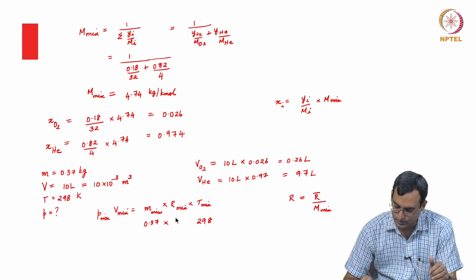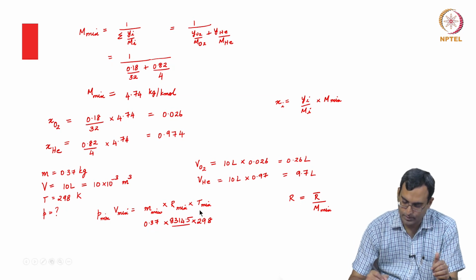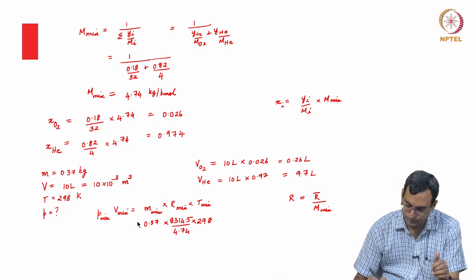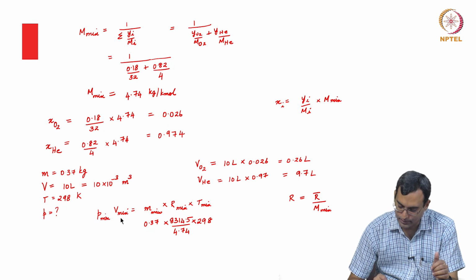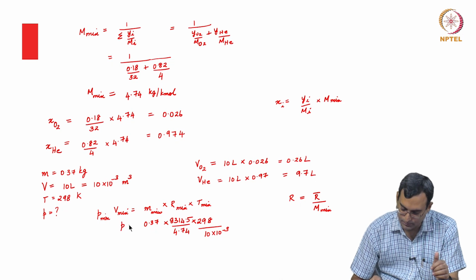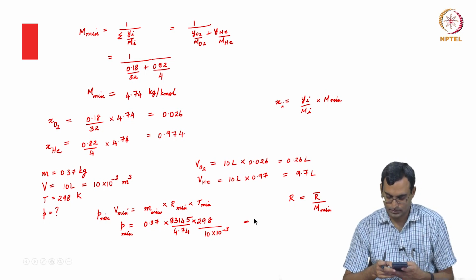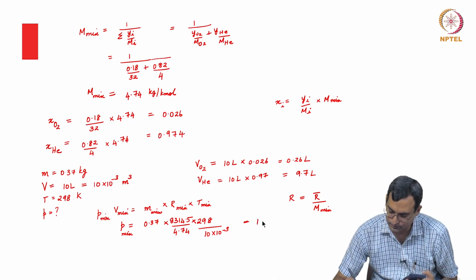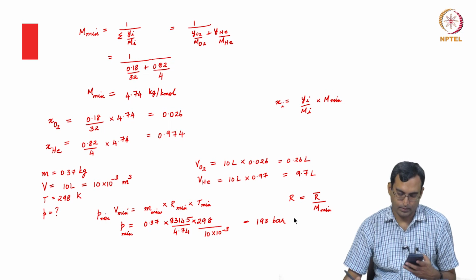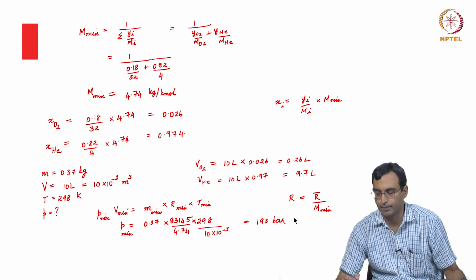So, this is 8314.5 joule per kilomole Kelvin divided by the molecular weight of the mixture, which is 4.74 kg per kilomole. And if I take this volume to the other side, I divide by 10 to the power minus 3, and that would give me the pressure of the mixture. I can find this out. So, that comes out about 193 bar. If I do this, it comes out to 193 times 10 to the power 5, or 19 times 10 to the power 6. So, I can also write it as 19 megapascal.